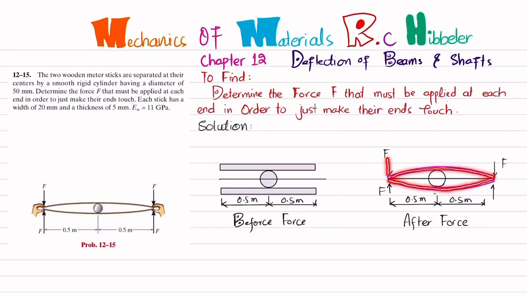We have to find the magnitude of force F in such a way that there should be no gap between them. So that is all about this problem. We have to find this force in order to make their ends touch. So let's start with the solution.